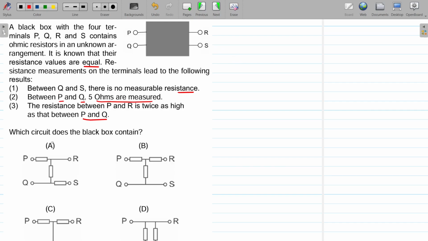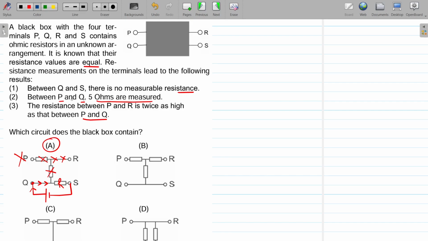So let us analyze the first option. We have no measurable resistance between Q and S. How can we verify? If you want to find the resistance between Q and S, you must apply a cell between Q and S and see the current distribution. Current will flow between Q and S through a resistance R. Current will not go into the other resistors because there is no return path. So between Q and S you have a measurable resistance, R. Obviously, option A will not be our answer.